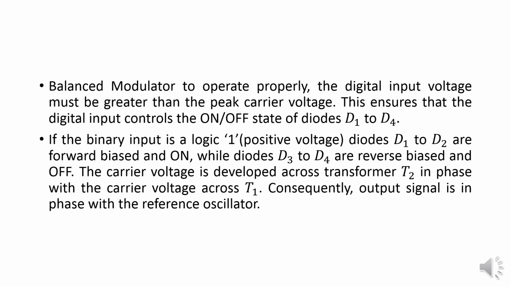If the binary input is logic 1, that is a positive voltage, the diodes D1 and D2 are forward biased and in on condition, while the diodes D3 and D4 are reverse biased, that is, in off condition. So the carrier voltage is developed across the transformer T2 in phase with the carrier voltage across T1. Consequently, the output signal is in phase with the reference oscillator.